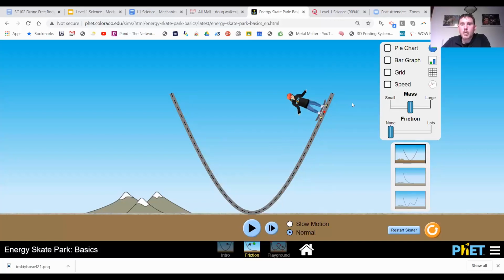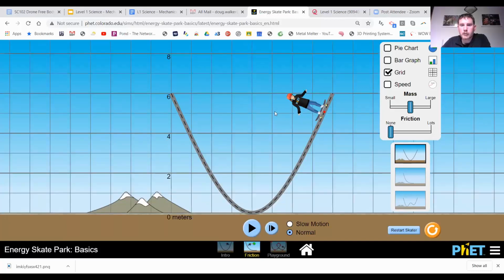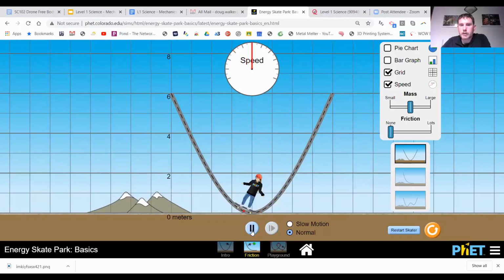And what's going on here is that the energy is being converted from potential energy, when the skateboarder has height in a gravitational field. If we switch on the grid, we can see the height in meters here, and we can see the speed recorded here. So let's just play that. We can see the speed dropping down to 0 when the person gets to the top, and then increasing to maximum when it gets to the bottom.